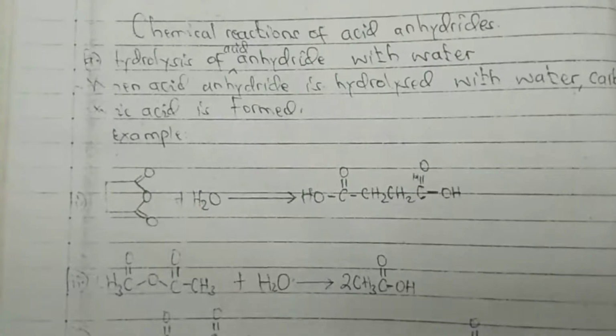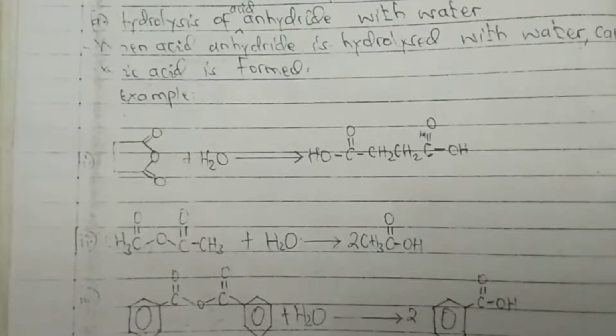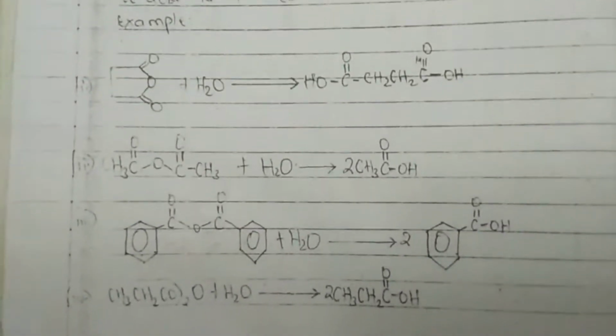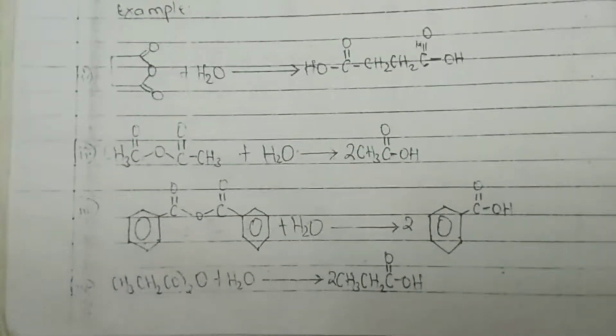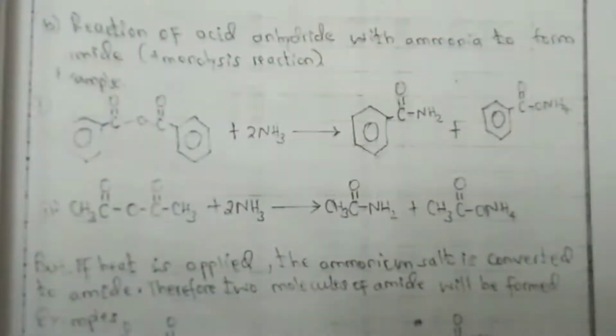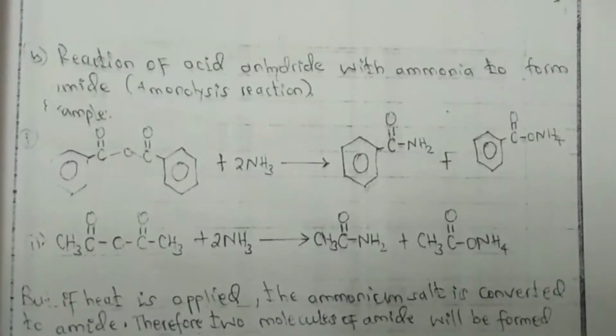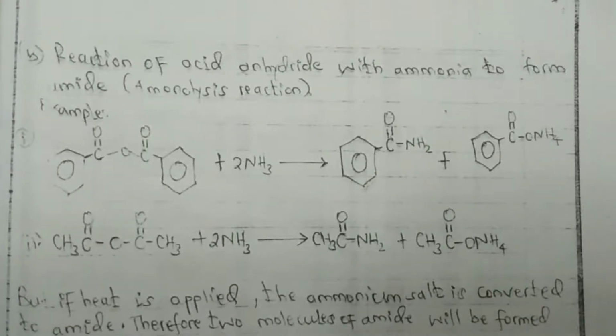Then pia tunayo huyo hapa ambaye ni ethanoic anhydride, utapata ethanoic acid. Benzoic anhydride utapata benzoic acid. Huyu hapa huyu ni propanoic anhydride, utapata propanoic acid. Kwa hiyo ndo hydrolysis, utapata zile carboxylic acid ambazo zilitokana na kutengenezwa huyo acid anhydride ambayo tunamsoma. Hiyo ni hydrolysis.